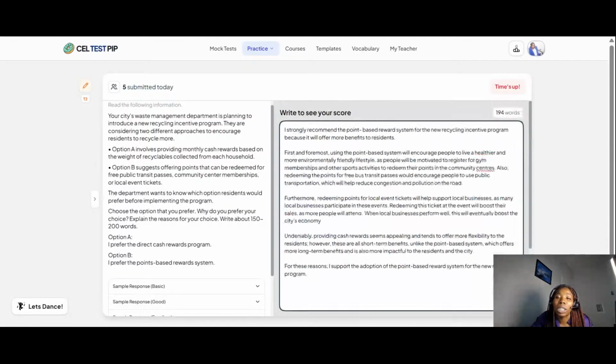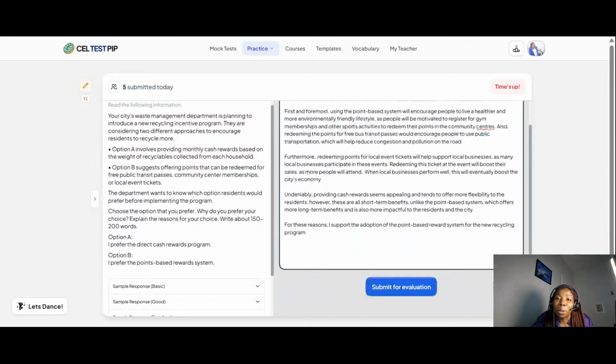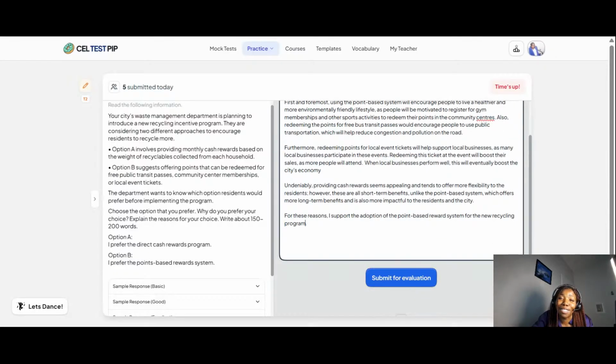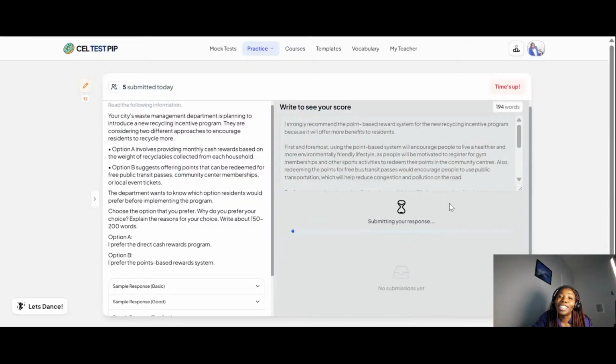So let's submit and see. I wonder what score I will get in this, but especially for this paragraph, I know it didn't really sit well with me, but we'll see.